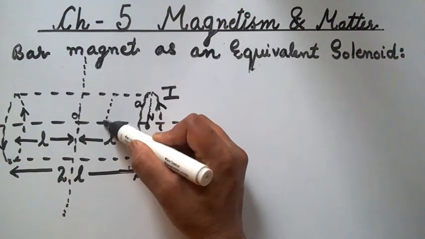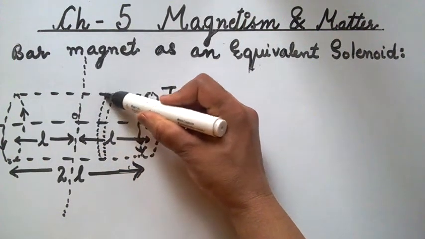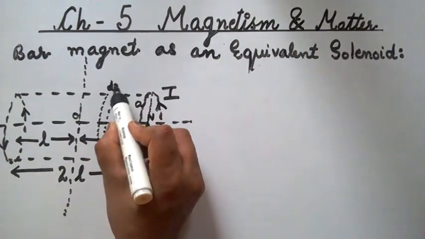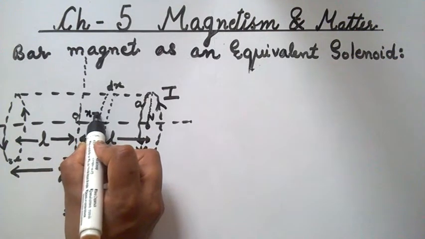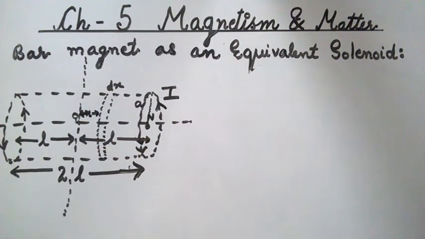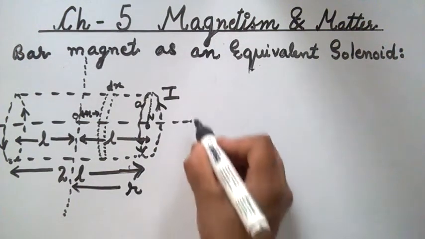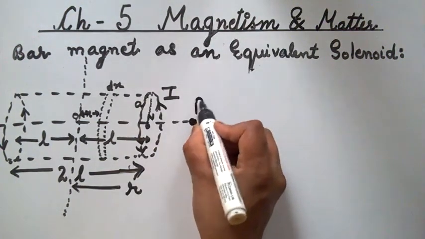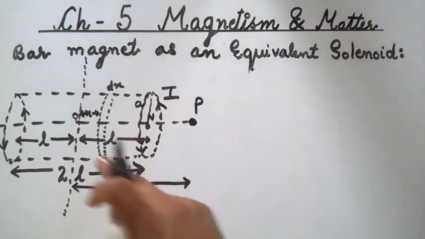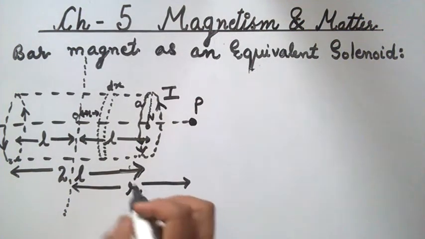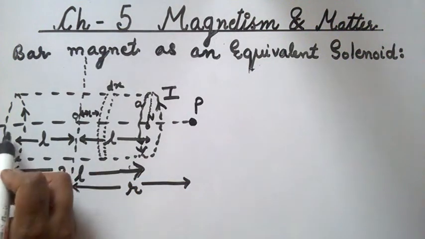Consider a small length element dx in the solenoid. The distance from O up to dx is x, and the distance from point O to P is r, and here it is the south pole.